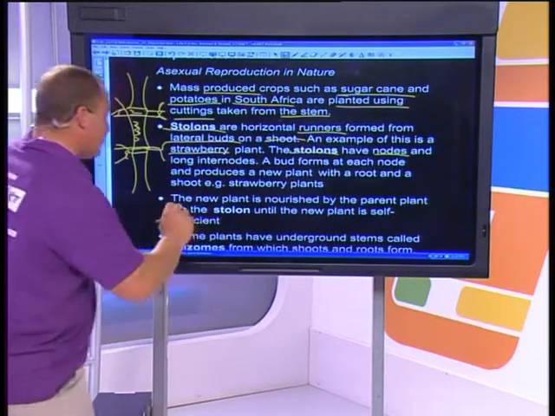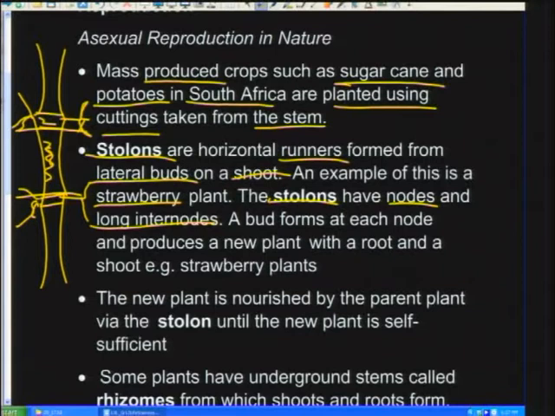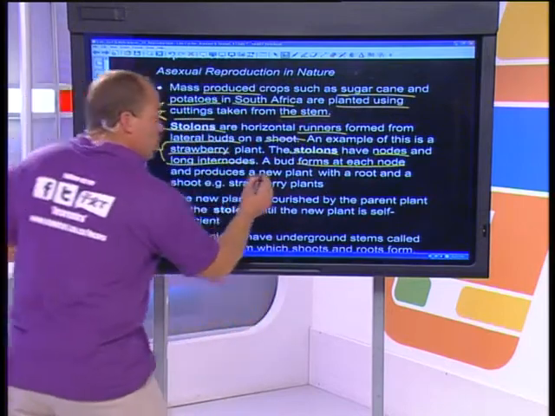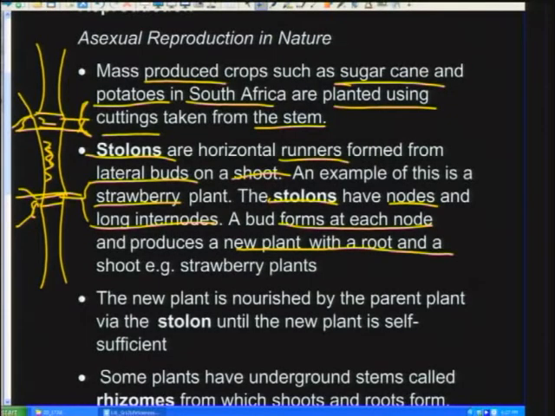And if we have a look at it, long internodes, as I was saying, right? A bud forms at each node. Now, what is a bud? You get lateral buds, and you get apical buds. The bud is where a new stem or a new plant or a new root has the growing tissue, the tissues that go through mitosis. That's where you find them, and they produce new plants with roots and shoots. So like I said, this would get a new root, this would get a new shoot and leaves and so on, and then that would become a new plant.